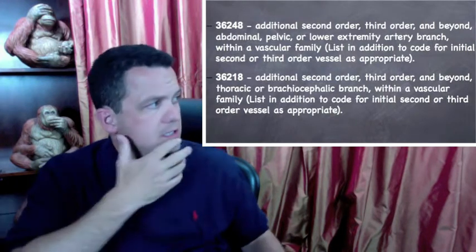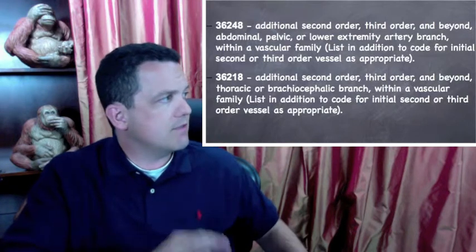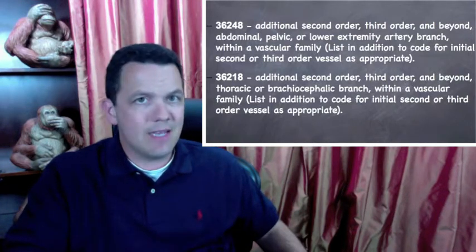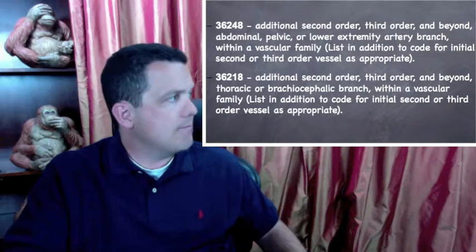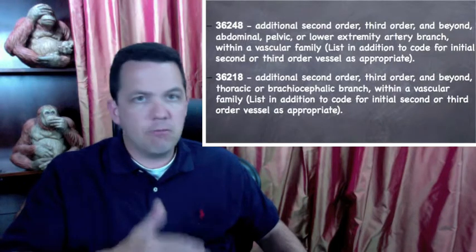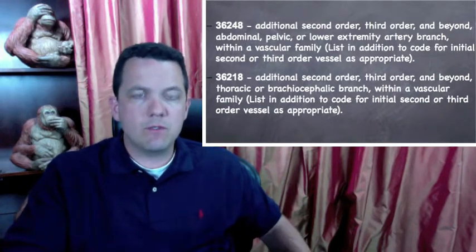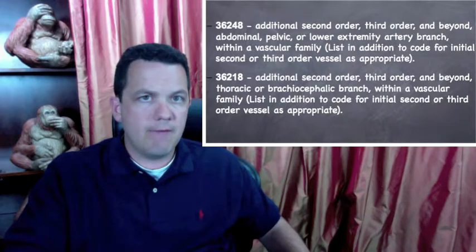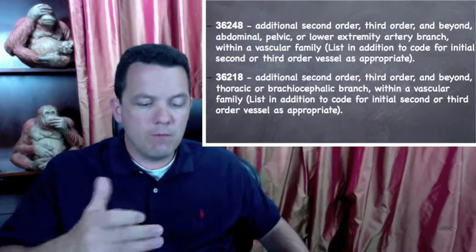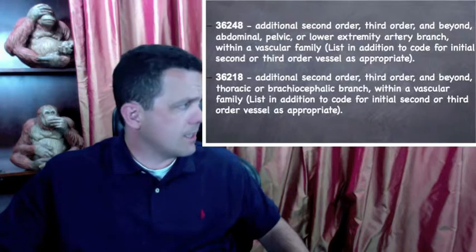As we look at the definitions of these codes, you can see that they specifically say additional second order, third order, and beyond catheter placement within any of those vessels that are considered above or below the diaphragm. So 36248 would be the code that we'll use for each of these side trips in this particular diagnostic case.